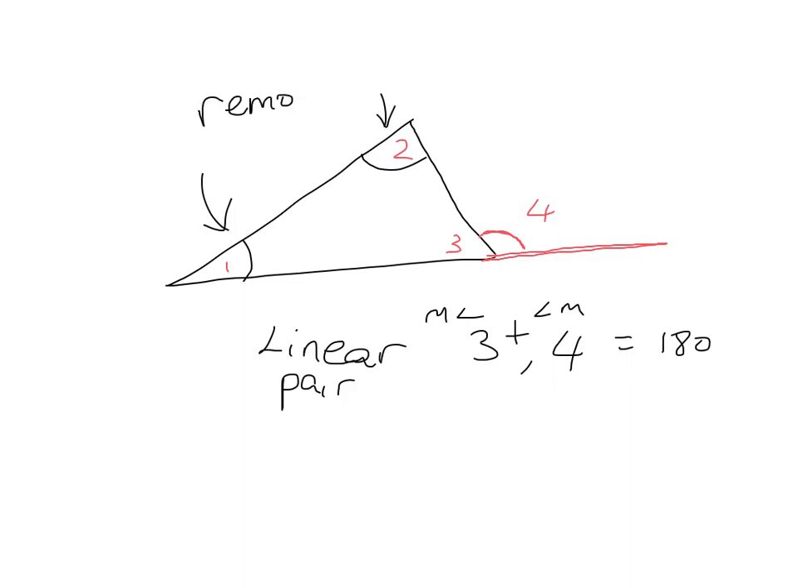But these two guys right here are called the remote interior angles. Why are they called the remote interior angles? Well, let's write that down. Those are the remote interior angles because clearly they are interior, they're inside the triangle, and they're the angles that are far away from our exterior angle. So we have an exterior angle all the way over here, and all the way remotely over here, we have our remote interior angles.